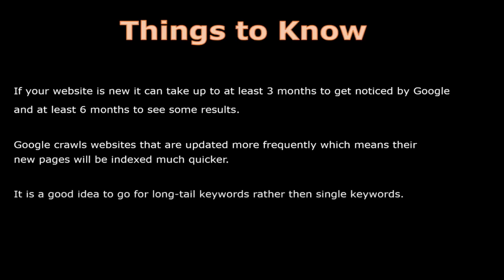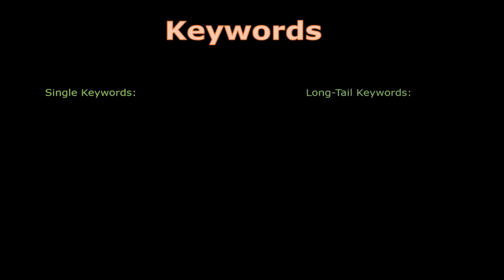It is a good idea to go for long-tail keywords rather than single keywords. Single keywords are much more competitive. Let's take a look at this in more detail. Instead of trying to rank single keywords like SEO, you should be aiming to rank long-tail keywords such as how to improve SEO. Let's go through some more examples.